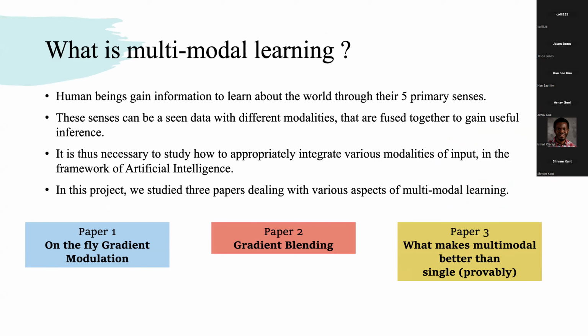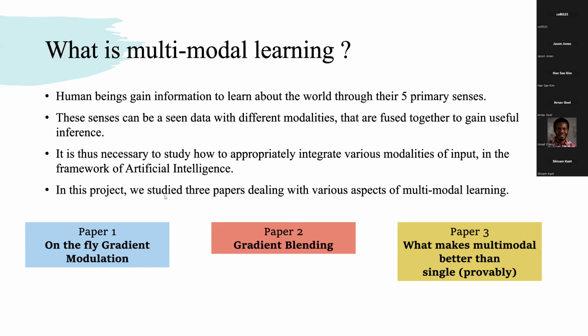It's not that they are separately giving us information; it's that you take information separately from each of them and then fuse them together to gain useful inference, which you would not have been able to do if you had them independent. So it is necessary to study how to appropriately integrate these various modalities of input in the framework of artificial intelligence as the next step.